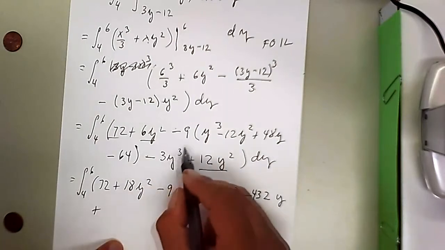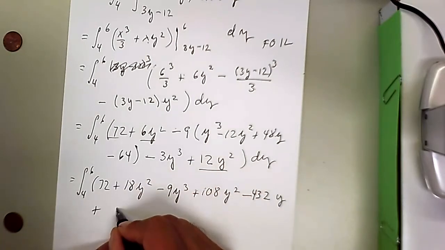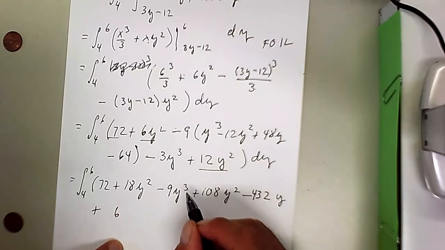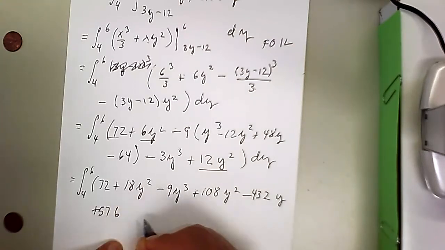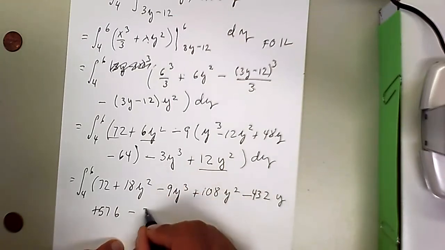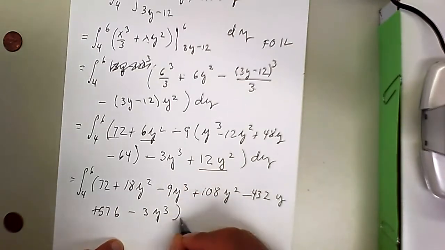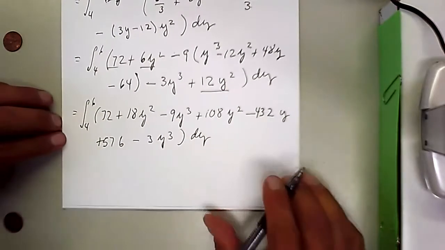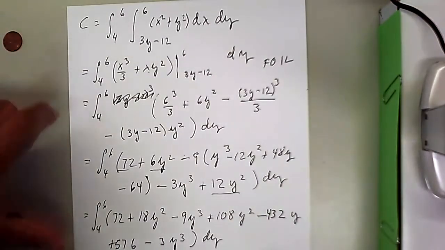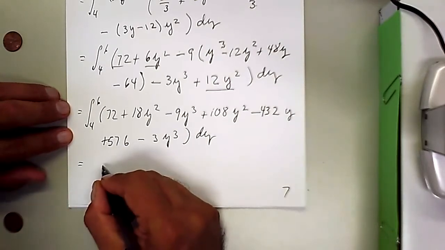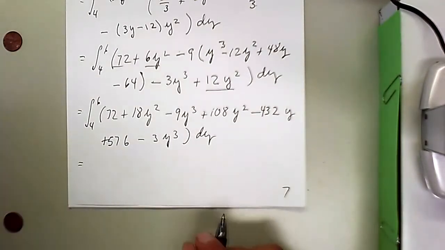Plus 9 times 4 is 36, carry 3. 9 times 6, 54, 57. That's a plus, 50. And then we still have to do minus 3y cubed, close parenthesis, dy. Boy, this is long, but that is C, it's the big one, remember? A and B were shorter. This has complications that A and B had.